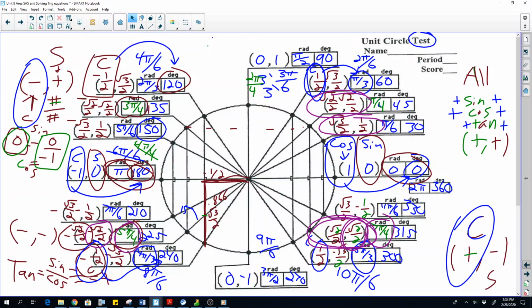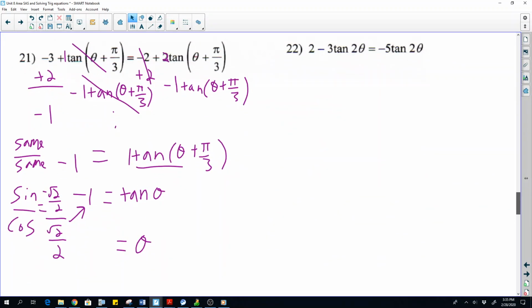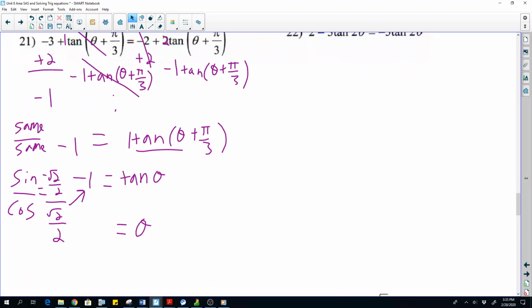And so that's going to be in 2 places. That's going to be at 7 pi over 4. And then where else is it going to be? Negative radical 2 over 2 over radical 2 over 2: 3 pi over 4. Nice. So we have 3 pi over 4 we're going to use. Memorize it. I'm going to ask you in a second. And 7 pi over 4. So 7 and 3 pi over 4. Nice. So there's our 2 answers.